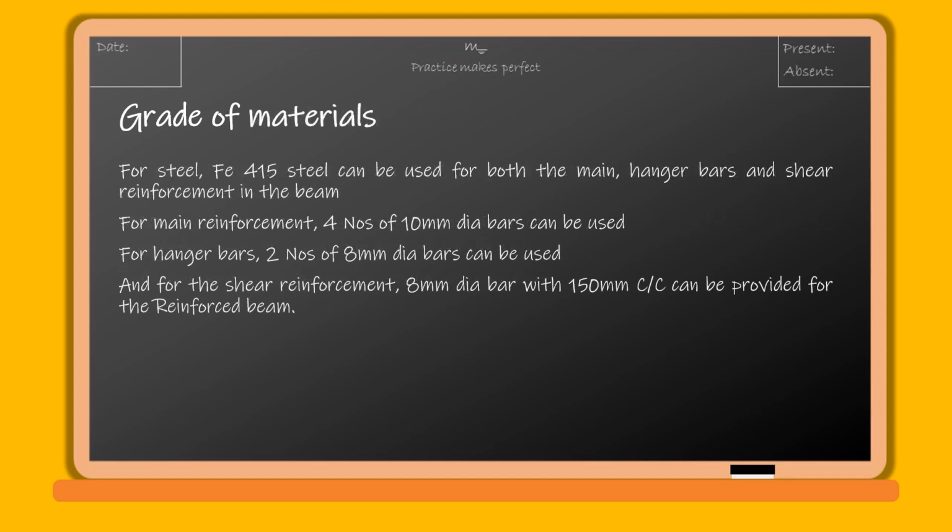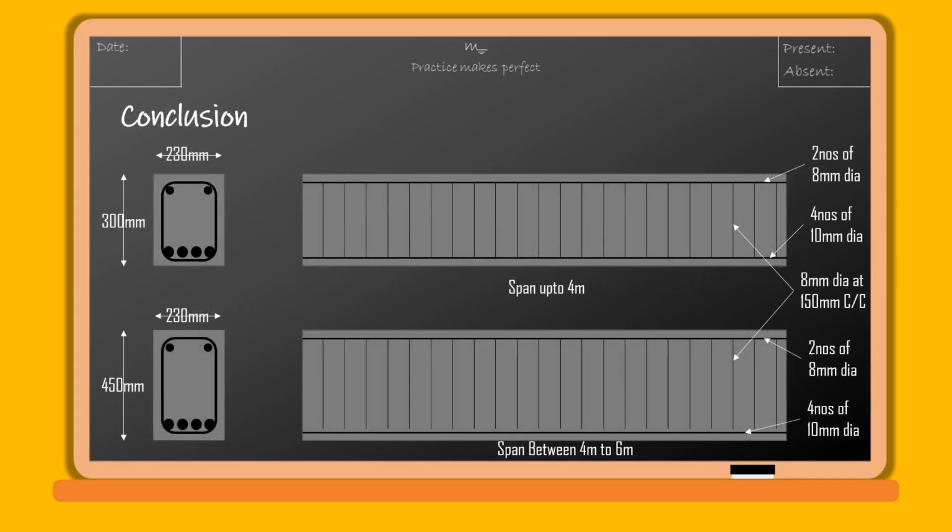For steel, Fe 415 steel can be used for the main bars, hanger bars, and shear reinforcement in the beam. For main reinforcement, 4 numbers of 10 mm diameter bars can be used. For hanger bars, 2 numbers of 8 mm diameter bars can be used. For shear reinforcement, 8 mm diameter bar with 150 mm center to center spacing can be provided for the beam. The given specification is suggested for residential buildings up to 3 stories.